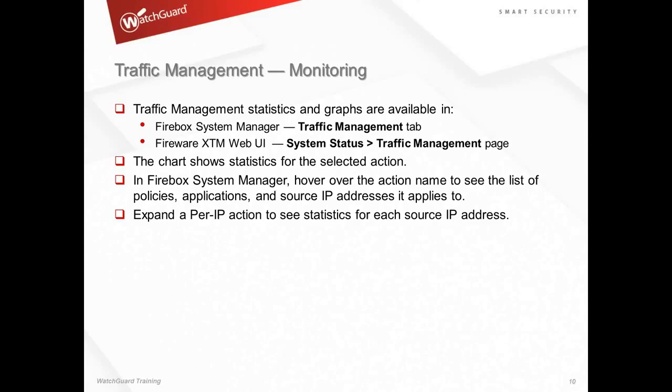So as we look at the traffic management statistics and graphs, they're available in that location, the System Status Traffic Management page. The chart will show the statistics for each selected action. And then in the Firebox System Manager, hover over the action name to see the list of policies, applications, and source IP addresses that it applies to, and expand a per IP action to see statistics for each source IP address.